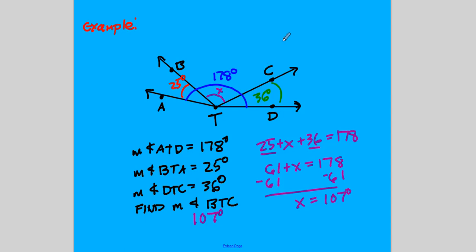So this is a simple enough problem. You could have added 25 and 36 together just using arithmetic. That's 61, and then take 178 minus 61, which will give you the missing measure of angle BTC, which again is, I wrote 107, I was wrong there, that should be 117. So let's fix that, excuse me.